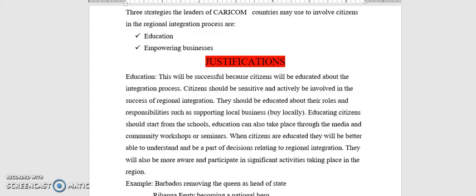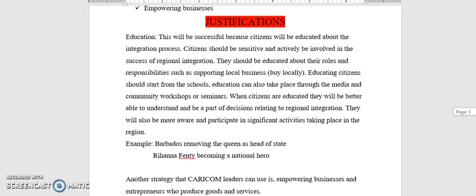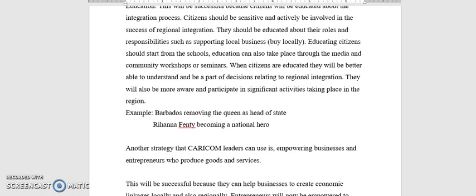And one significant activity that recently took place in the region is Barbados removing the Queen as head of state. So Barbados is now the newest member of the Republic countries in the Caribbean. Also, another significant activity that citizens should be aware of taking place in the region is Rihanna Fenty becoming a national hero, right? So she's now the Right Excellent Rihanna Fenty.